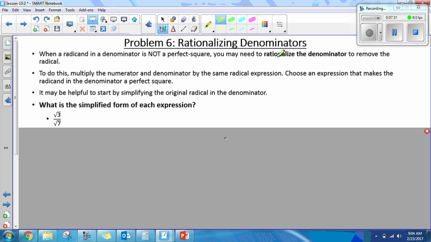Problem 6, rationalizing denominators. When a radicand in a denominator is not a perfect square, you may need to rationalize the denominator to remove the radical. To do this, multiply the numerator and denominator by the same radical expression. Choose an expression that makes the radicand in the denominator a perfect square. It may be helpful to start by simplifying the original radical in the denominator.